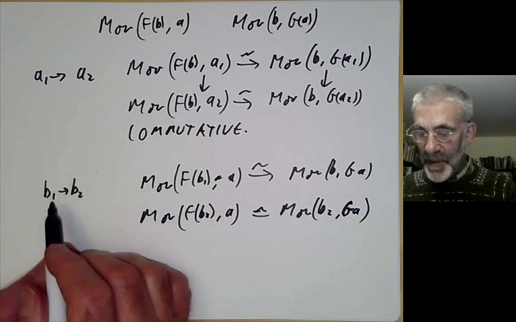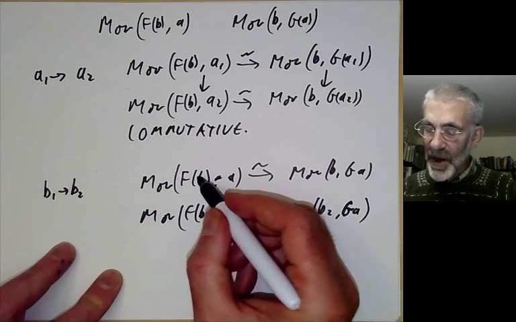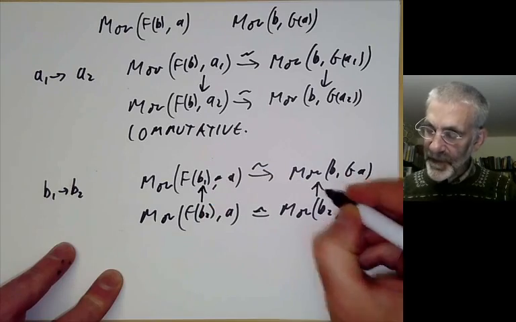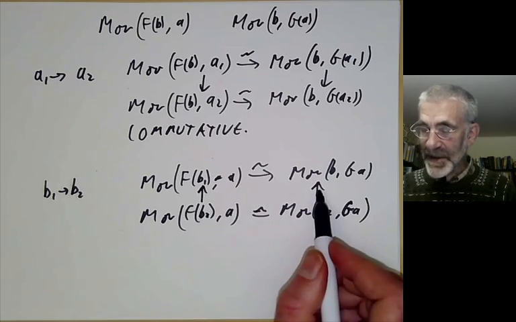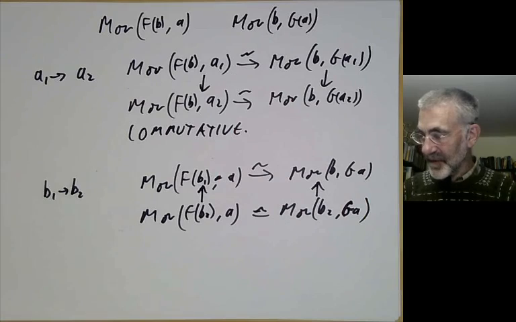And now the one thing you've got to be careful of is that if you've got a morphism from B1 to B2, you don't get a map from here to here, you get a map going in the other direction. So the only thing to watch out for is make sure you get the directions of these arrows right, and this diagram of course should also be commutative.